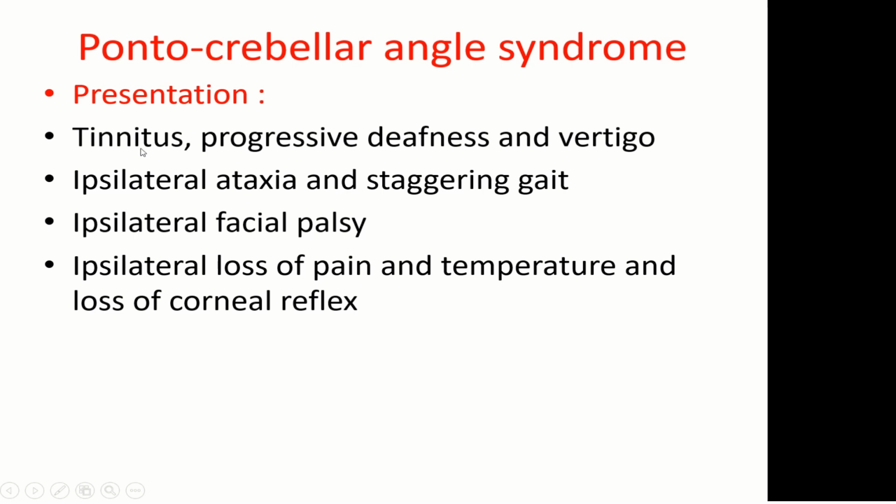Tinnitus, progressive deafness, and vertigo, definitely cochleovestibular, resulting from compression of the eighth cranial nerve. Ipsilateral ataxia and staggering gait, the flocculus being compressed, so definitely that affects the balance. Then ipsilateral facial palsy, definitely the seventh cranial nerve is involved. Then ipsilateral loss of pain and temperature and loss of corneal reflex.